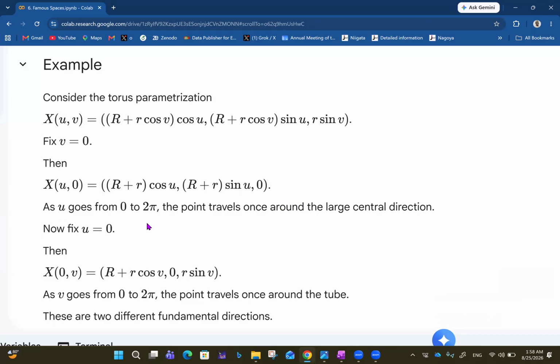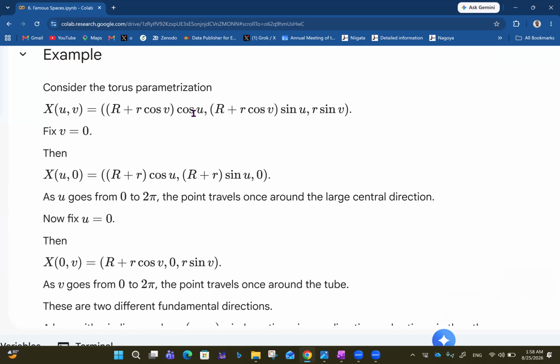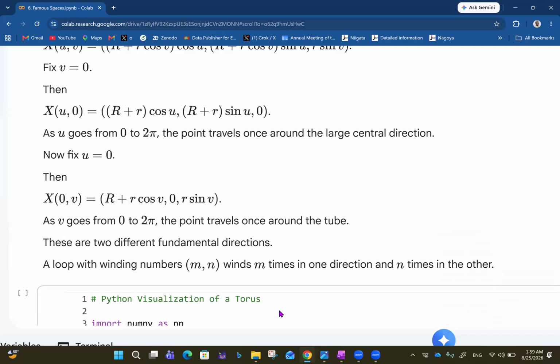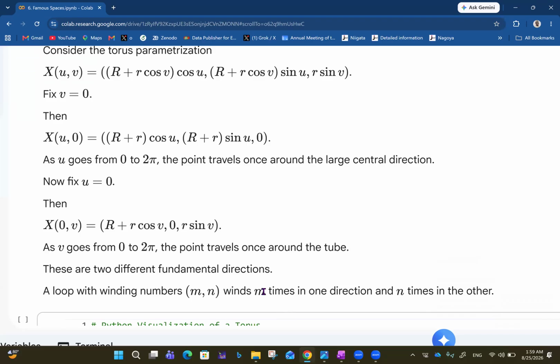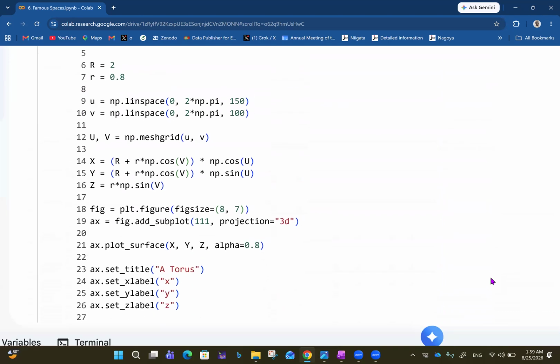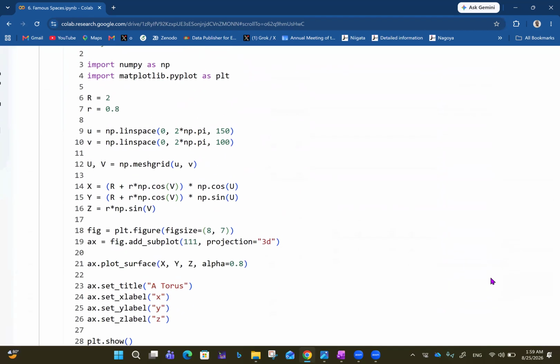Now, if you fix U to be 0, then in X(0,V), cos 0 is 1. So you just have R + r cos V. But in this case, sin 0 is 0, so everything here goes to 0. And then here there's no U, so you just have r sin V. So as V goes from 0 to 2π, the point travels once around the tube. So this is traveling around the tube. These are two different fundamental directions. So a loop with winding numbers (m, n) winds m times in one direction and n times in the other. And this is how we can represent a torus using Python code.